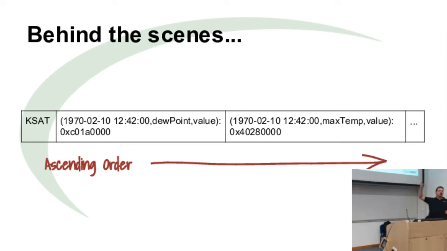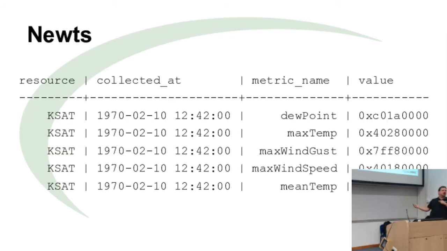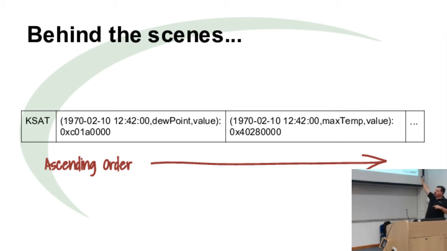If KSAT was our resource name, then everything in that group would technically be stored in a single row. Now, this is all abstracted away. What you get when you query it is a tabular result set like this. But this tabular result set comes from adding structure to this type of row. So you can see the first segment of this compound key is the timestamp. This is what causes it to be sorted in time order. The second component is the metric name. Value indicates that this is the value column, and then the actual value would be the value.